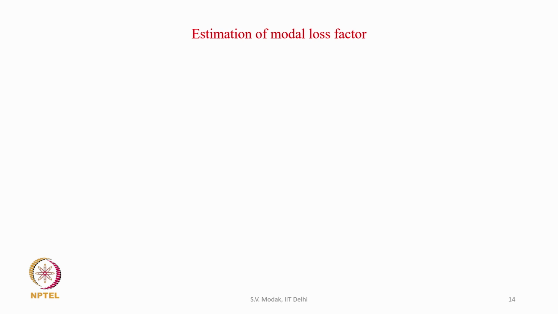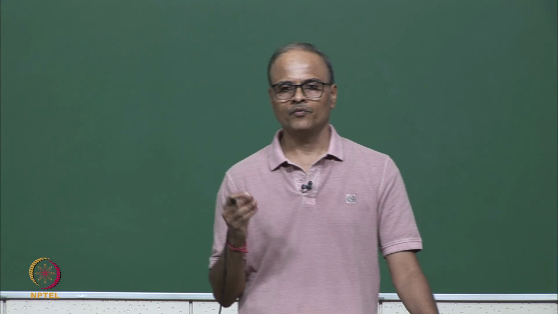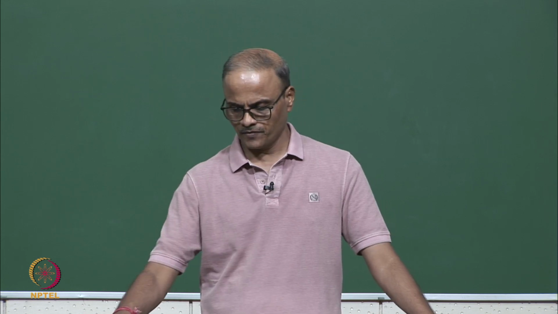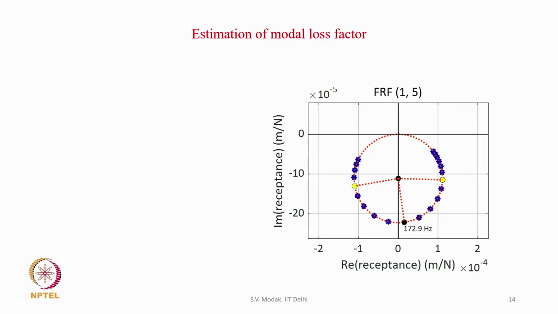Now we find the modal loss factor, for which we select 2 frequency points, one on either side of the frequency omega r. You can see here we have chosen 2 points. This is the first frequency, this is another frequency, and this is the natural frequency omega r. So, one on either side we have chosen, and now we find the subtended angles. These are nothing but angles theta A and theta B, which appear in the equation for finding the loss factor.